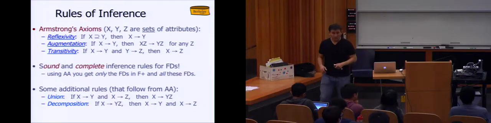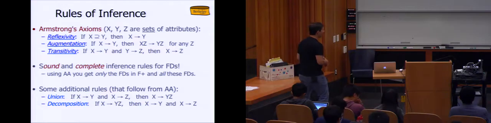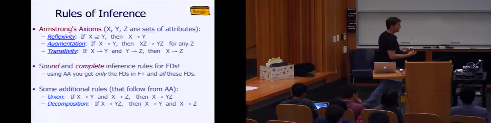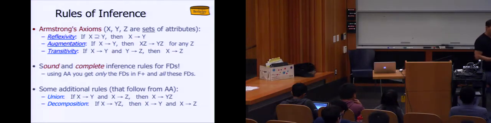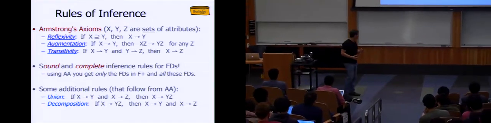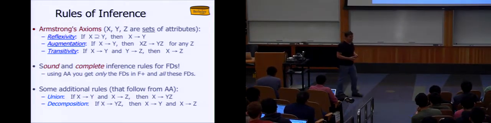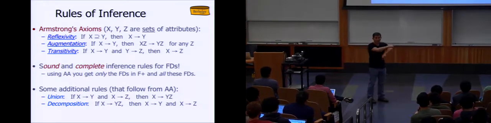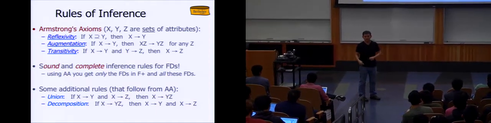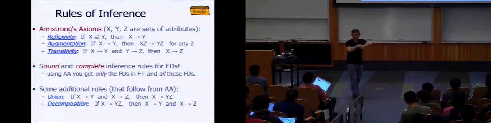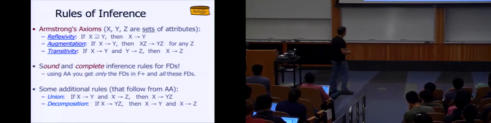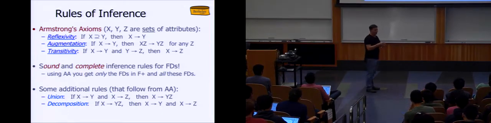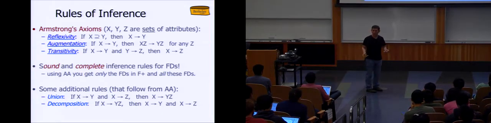All right. Union is a pretty natural one. If X determines Y and X determines Z, then X determines YZ. Makes sense, right? So I know that rating determines wage, and rating determines your armband color. Let's say we all have to wear armbands, and your rating determines your armband color. Then clearly rating determines wage, armband color. That just makes sense, right?